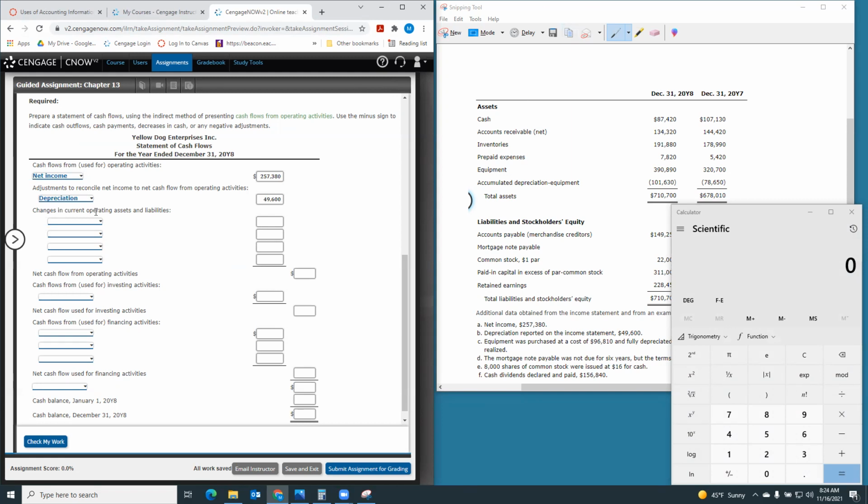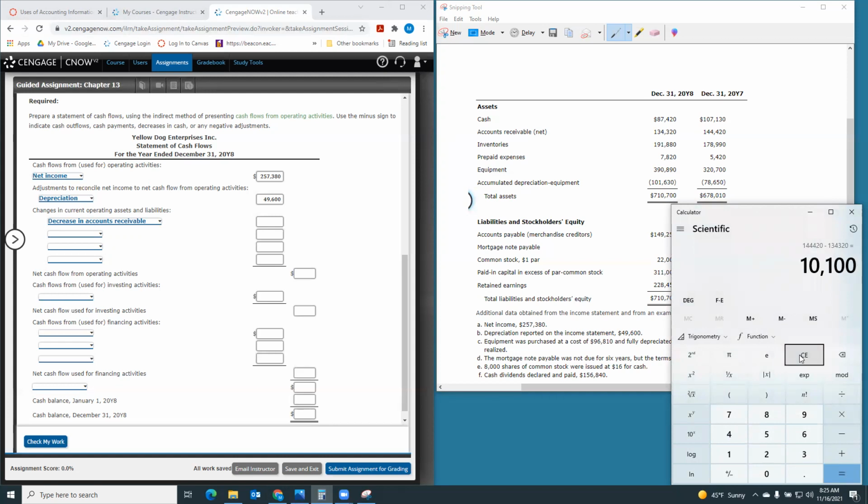So I'll look at my first current asset, which is accounts receivable, and I can see last year it was 144,420. This year it was 134,320. So I can see that there's been a decrease in my accounts receivable, so I'm going to make an adjustment to cash for a decrease in accounts receivable. I'll subtract 134,320 from 144,420 to find the amount of the difference. 144,420 minus 134,320. So I had a difference of 10,100.